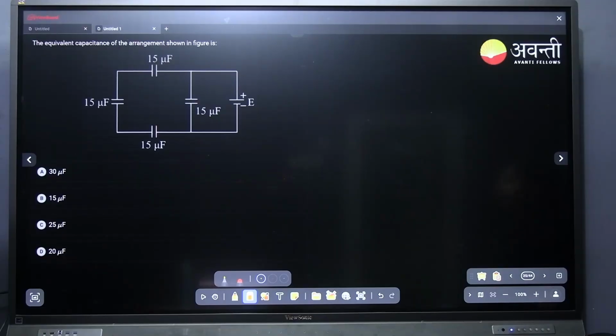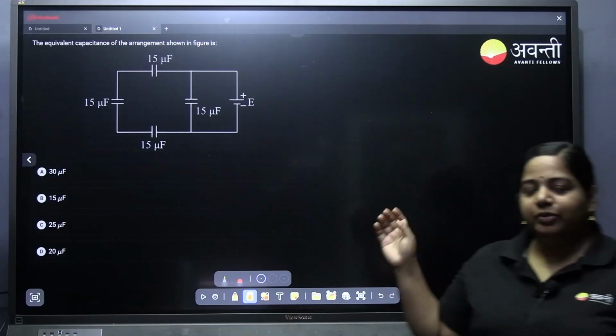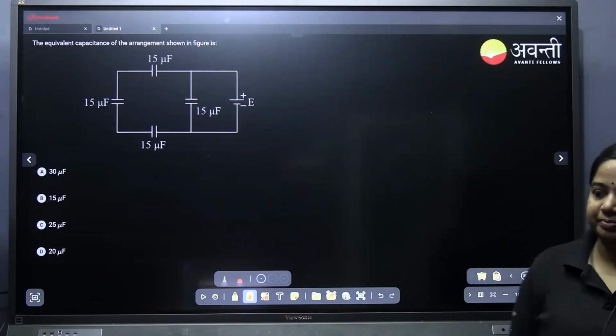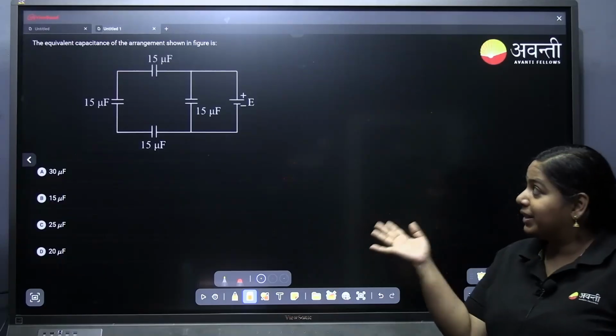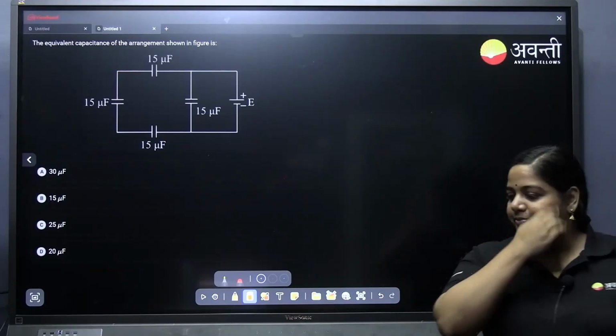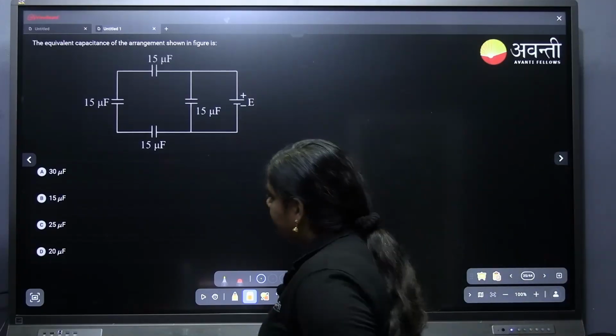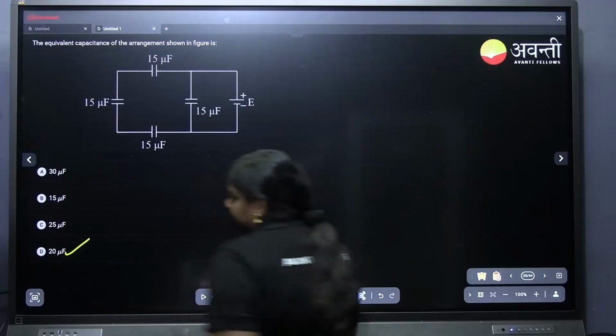The equivalent capacitance of the arrangement shown in the figure. Very easy one. You don't need my help at all. Just find the equivalent resistance here. Sorry, equivalent capacitance. D. Yes, very good. Correct answer.